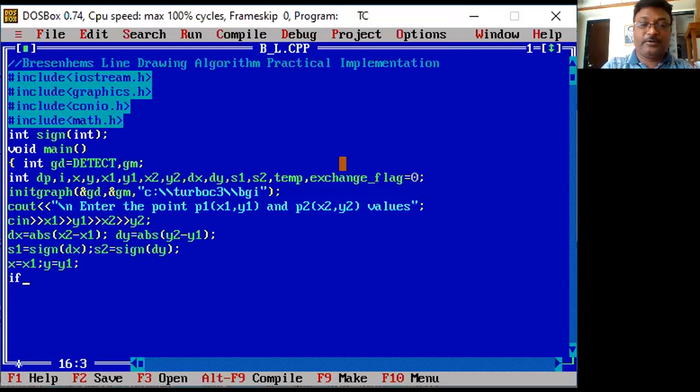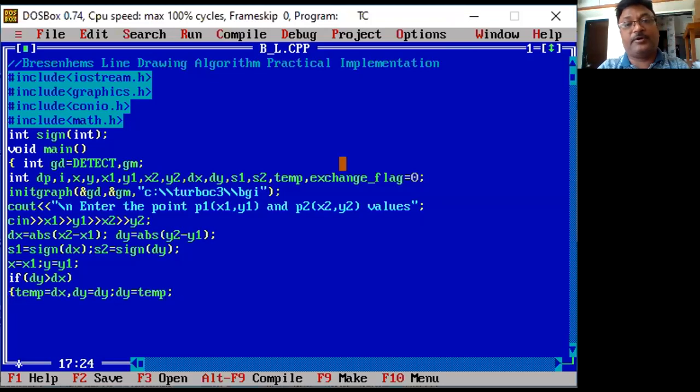So if dy is greater than dx, I have always used dx as the length, but sometimes dy may be greater than dx. At that time you have to exchange it. So how can I exchange it? By using a swap. For the swap, you have to consider temp is equal to dx, dx is equal to dy, and dy is equal to temp. So that is going to exchange the values, from dx to dy and dy to dx.